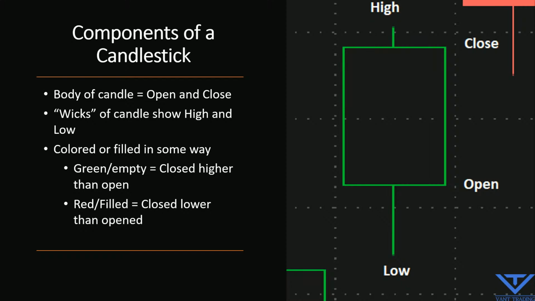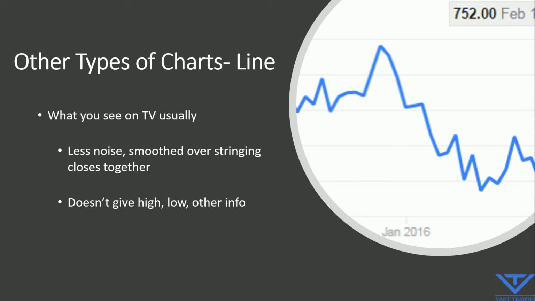What are some of the other types of charts out there? Well, there's the line chart. This is what you'd usually see on TV, on CNBC, the talking heads. They'll put the line charts up. It's less noise. They don't want to confuse their viewers by putting candlesticks up there and all of these different patterns. So what it's doing is stringing the closes of bars together. It doesn't give you the high, doesn't give you the low. It doesn't give you a lot of information, but it smooths it out for you.